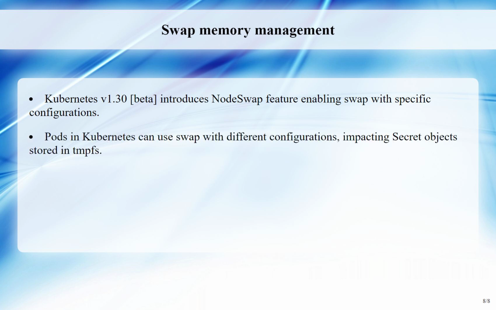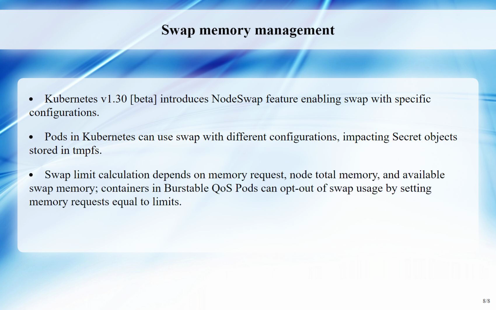Pods can utilize swap by configuring the swapBehavior setting in the kubelet config with options for no swap, default, limited swap, and specifying swap behavior for different QoS pods. Kubernetes data may be swapped to disk when the memory swap feature is turned on, potentially impacting secret objects stored in tmpfs.